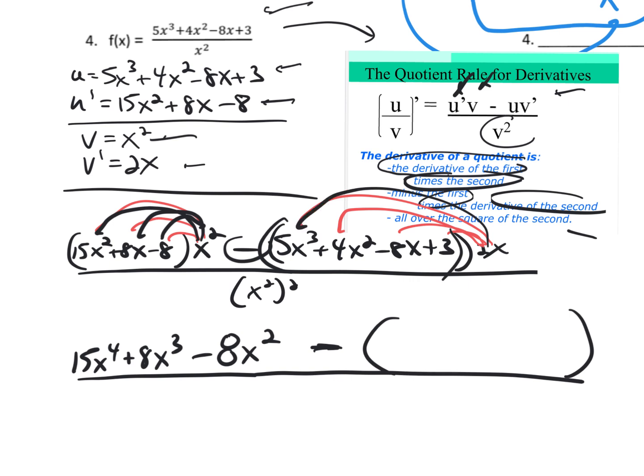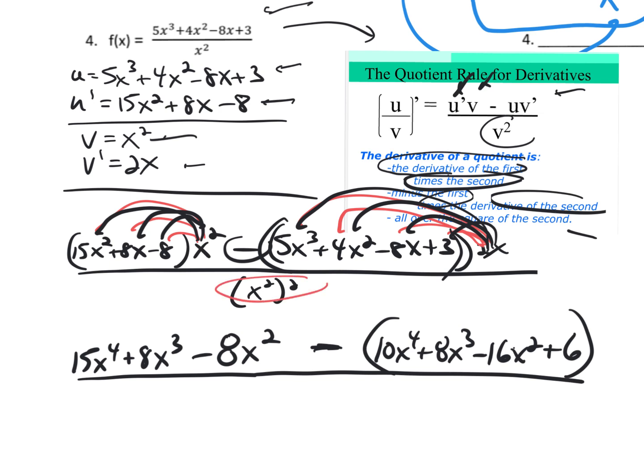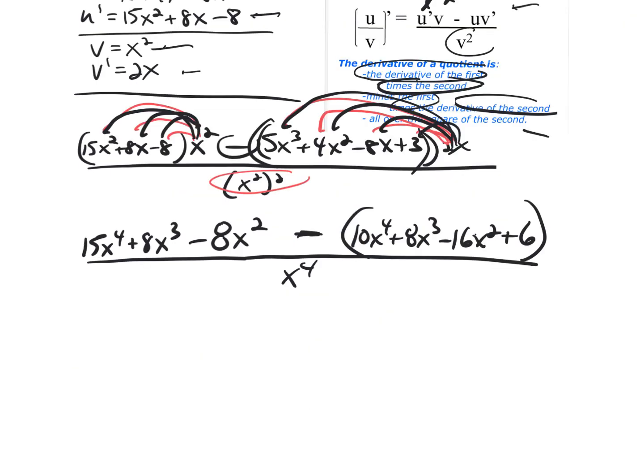2x times 5x to the 3rd is 10x to the 4th. 2x times 4x squared is 8x to the 3rd. 2x times negative 8 is negative 16x squared. And then 2x times 3 is 6. All over x squared squared, that's going to be x to the 4th. So now I'm going to simplify this.